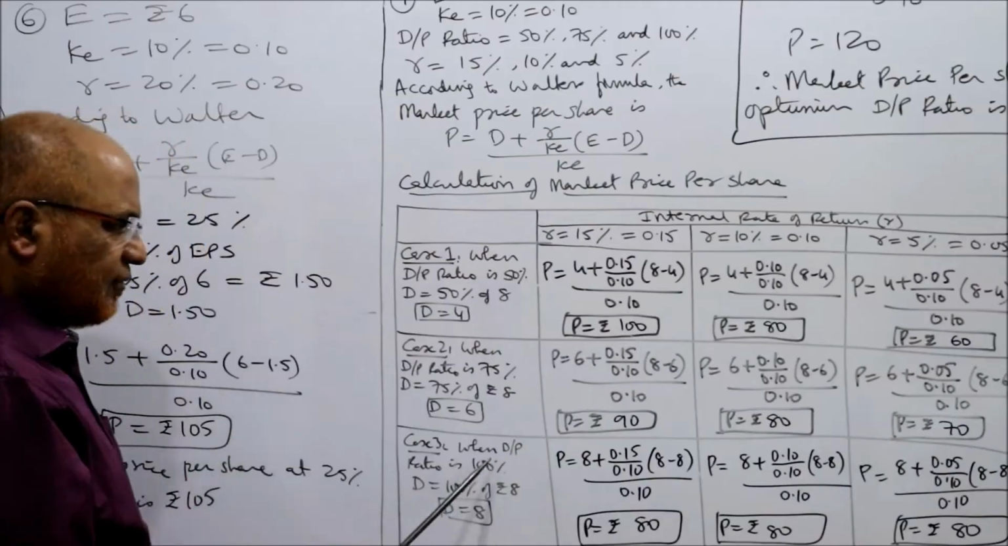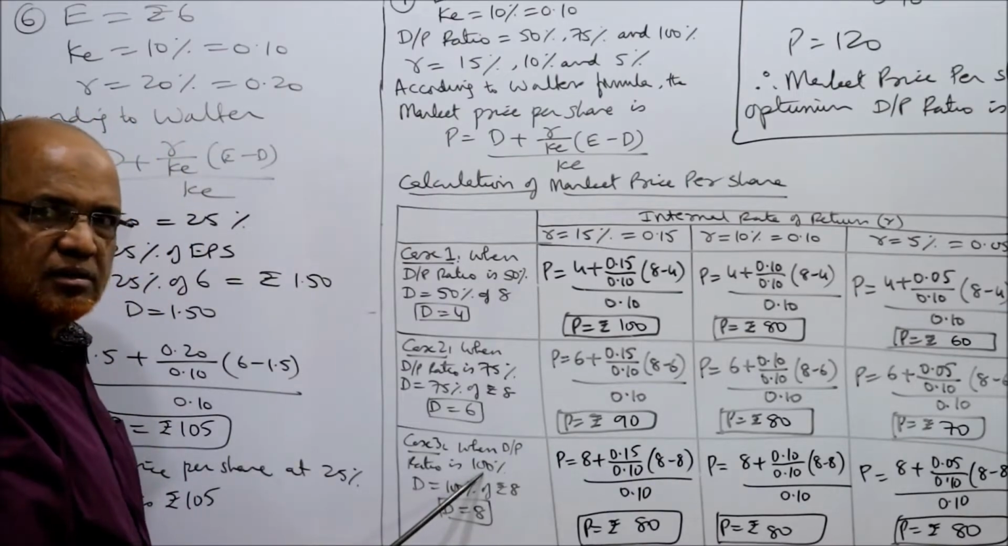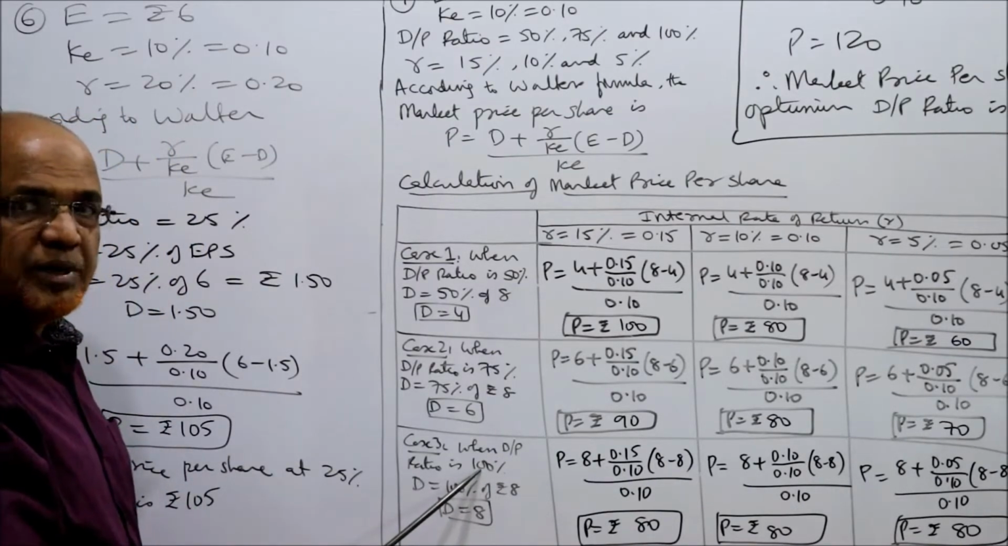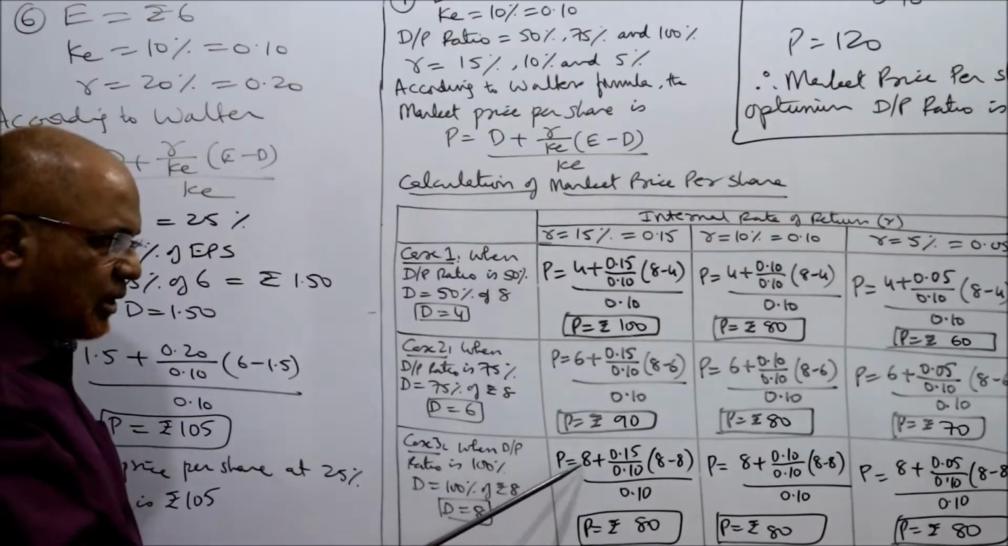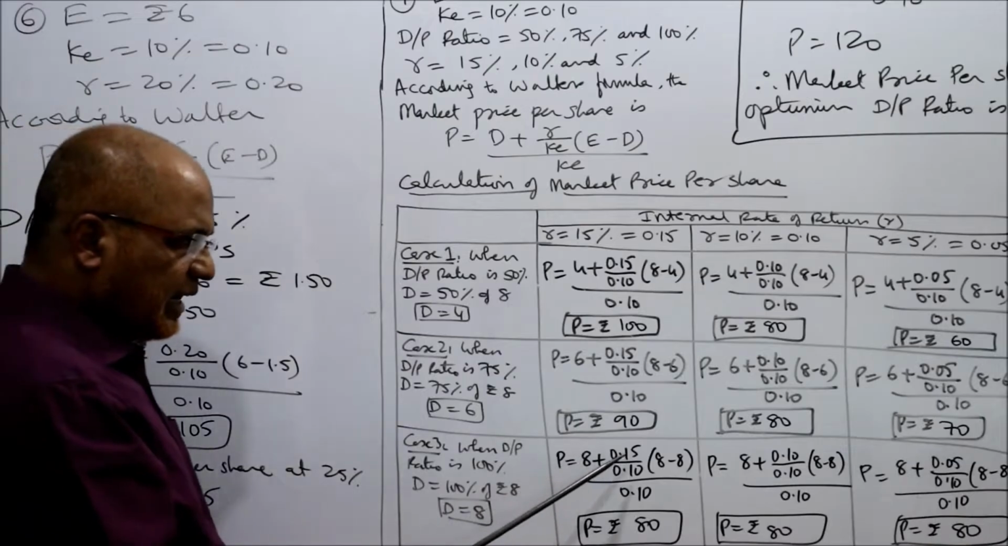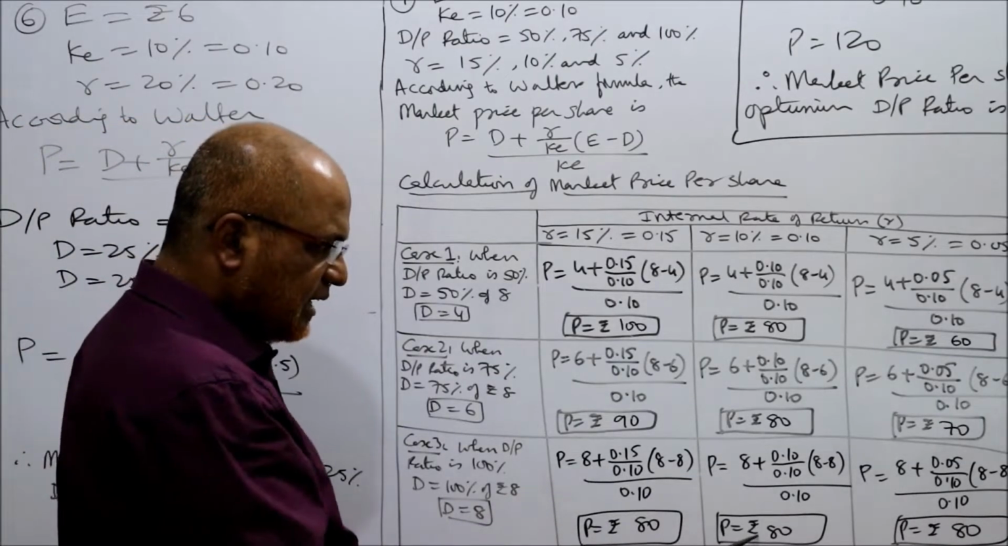Then lastly, when DP ratio is 100%, 100% of EPS, EPS 8 rupees are there. So 100% of 8 rupees, 8. So D is equal to 8. D के place पर 8 ले लेंगे, तो we'll get the value 80, 80, 80.